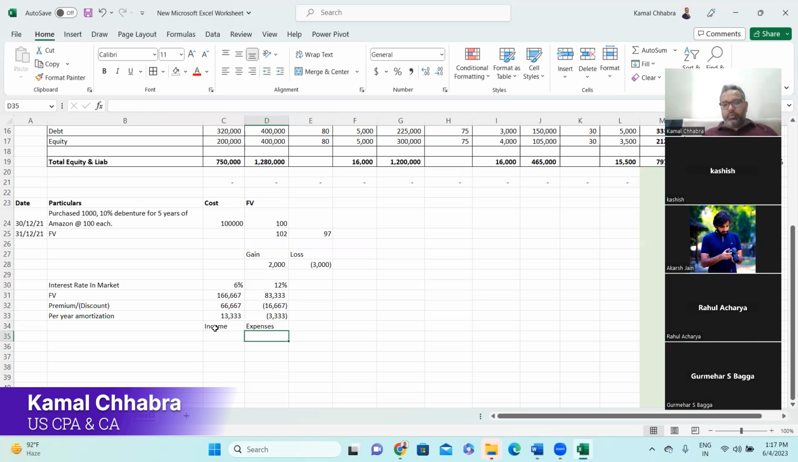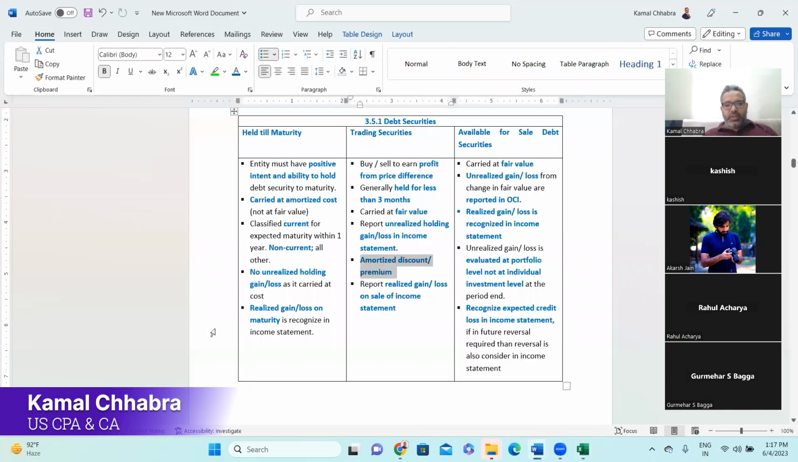Makes sense? Yes, sir. So this is what it means here: amortize discount or premium over the life of the security. Then lastly, report the realized gain and loss on sale to the income statement.